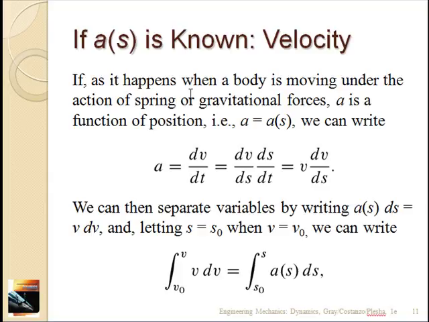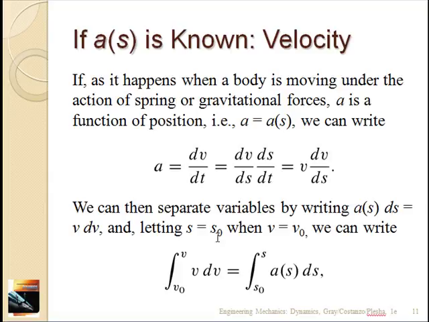So let's look at another case. Suppose a is given as a function of s. That is, we know the acceleration as a function of position. Then again, we can use separation of variables. a is dv dt, which is dv ds ds dt, which is v dv ds. Now a is a function of s, so we multiply through by ds, and we get a of s times ds, and we have v dv on the other side. So we separate the velocities from the positions, and then we integrate.